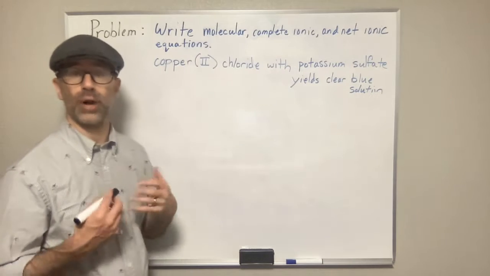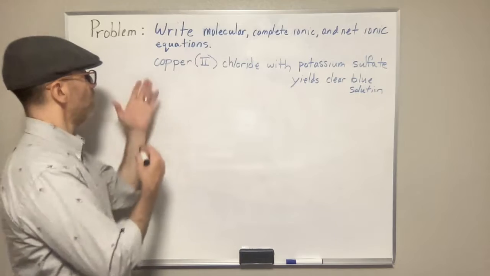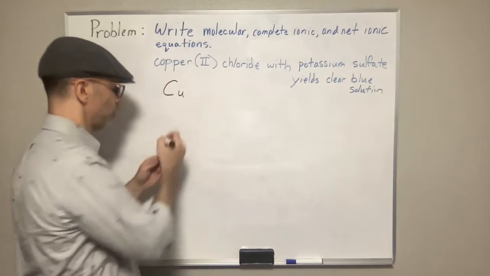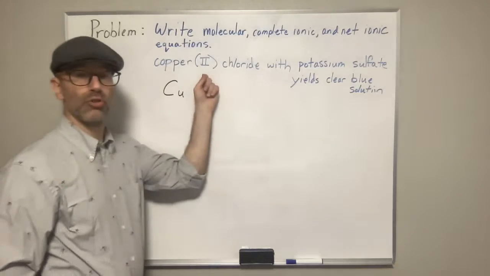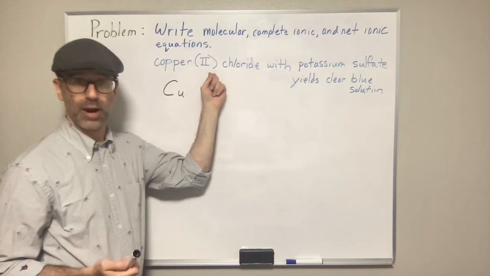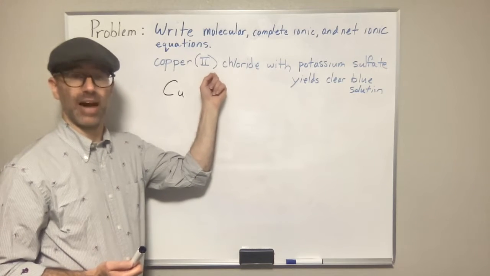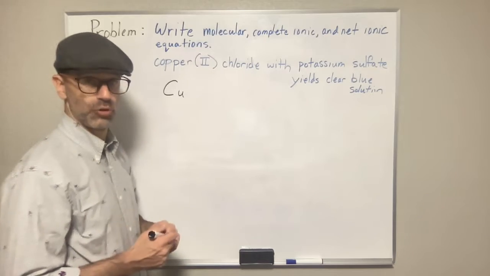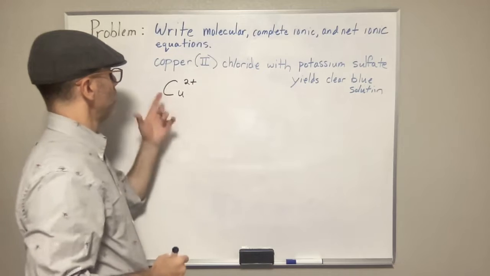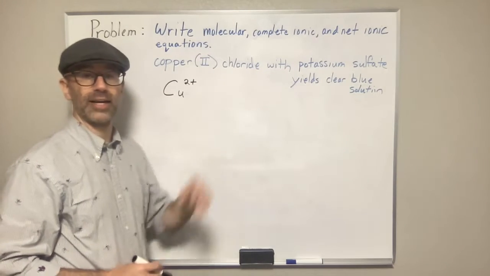We need to be able to write the formula as well as the charges. Cu is copper. The Roman numeral is telling you the charge. It does not tell you how many copper ions I have in my compound. It's just the charge on the copper atom. So it's a 2 plus charge, and that's going to be Cu 2+. This is my first ion, and my second ion is the chloride ion.